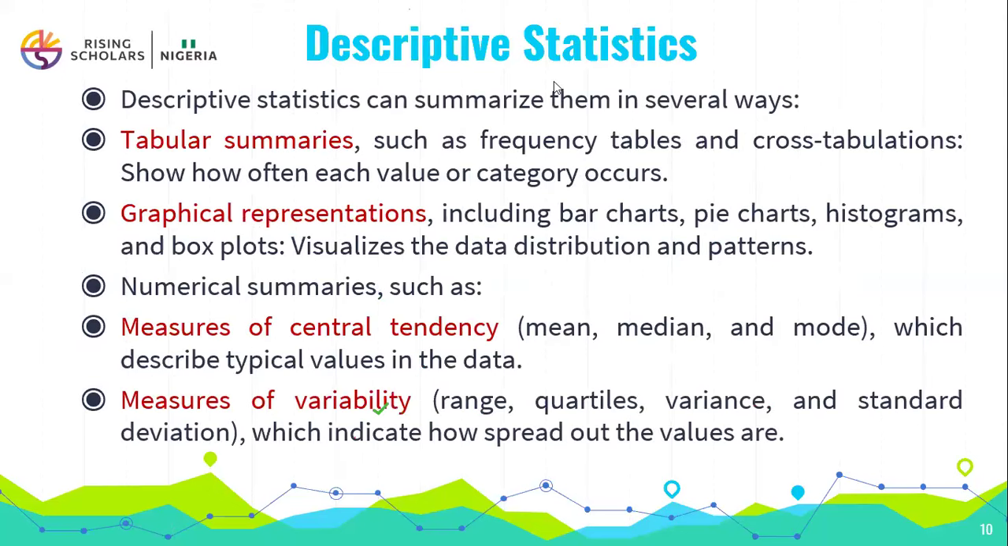We can summarize descriptive statistics in several ways. First is a tabular summary, where we look at the frequency, the number of cases. For example, if we are summarizing gender, which is a categorical variable, we'll talk about that shortly. We want to know how many males, how many females, and we can put that in a table.